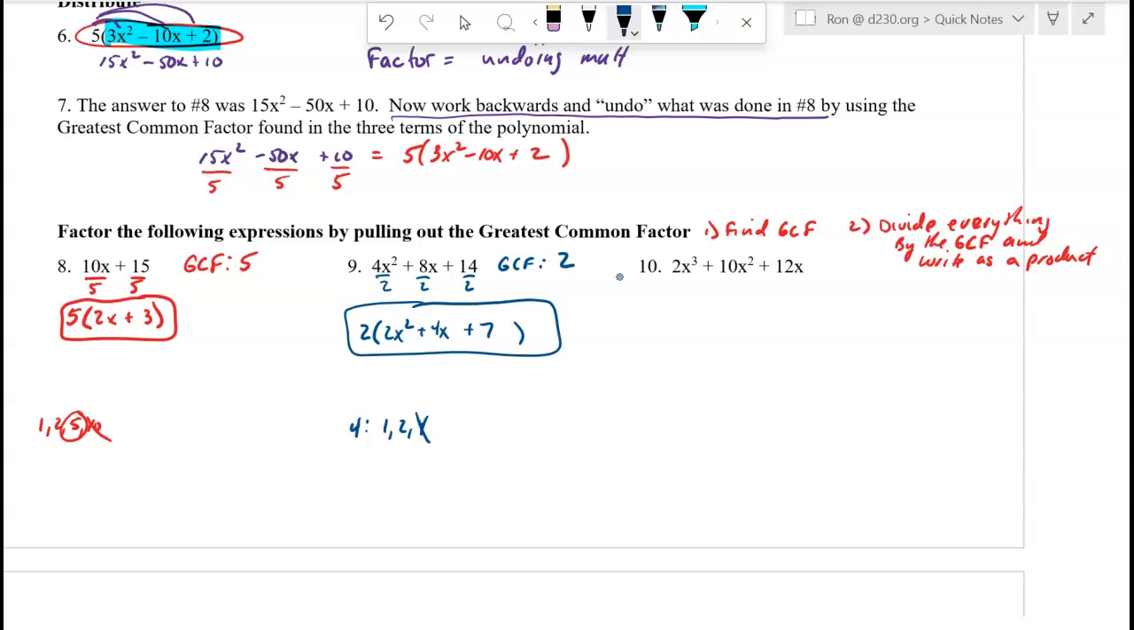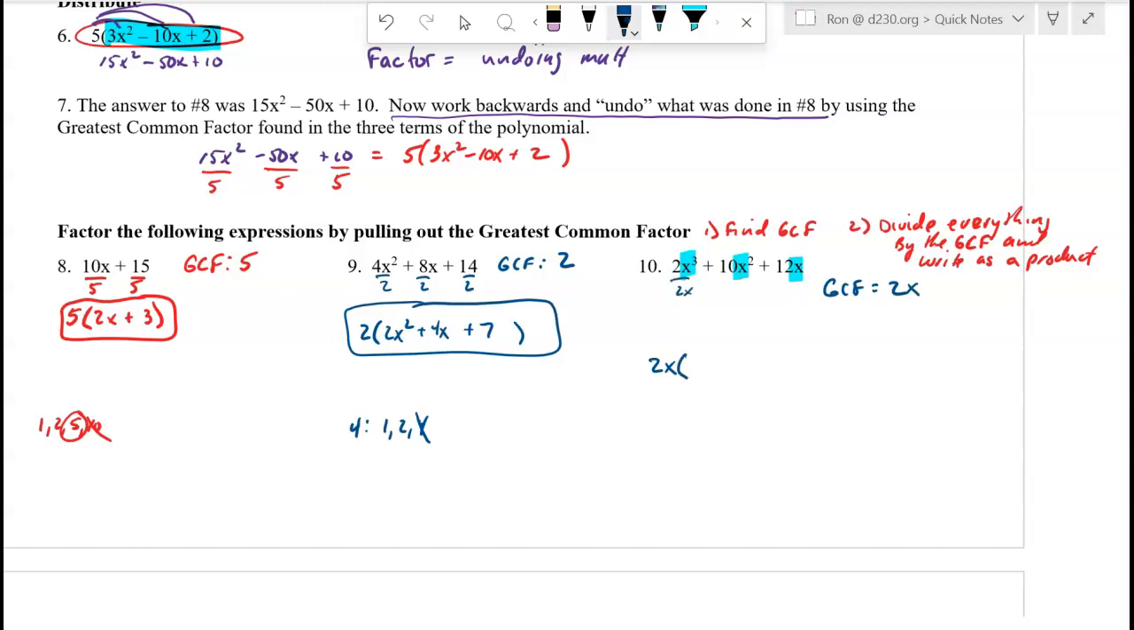Next one. Well, 2, 10, and 12. The largest number that goes into each of those is 2. So my GCF is 2. And if I look, though, I have x to the third, x squared, and x. Each term has an x. How many do they have in common? Well, I'm basically going to take the smallest exponent, which is x. So my GCF is 2x.